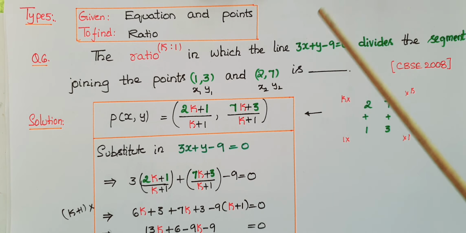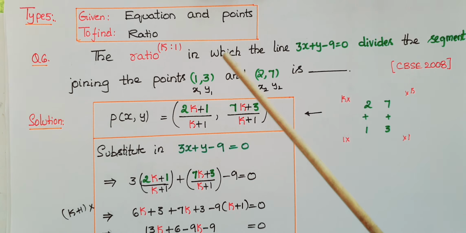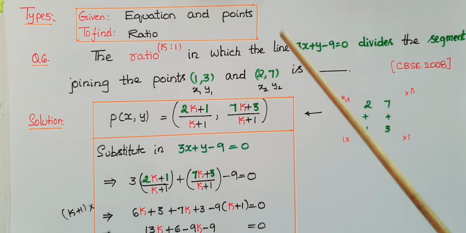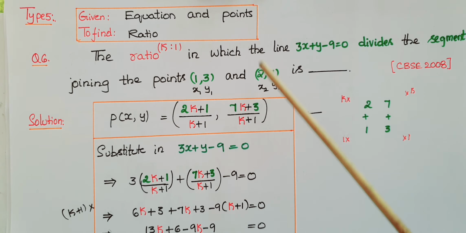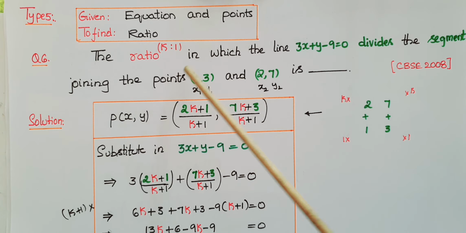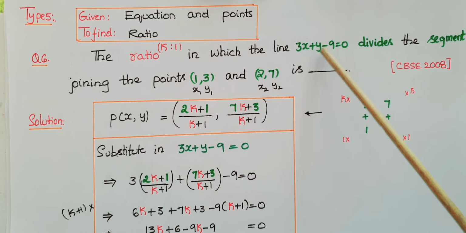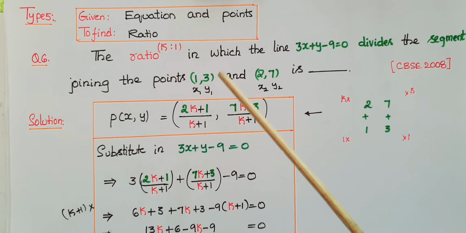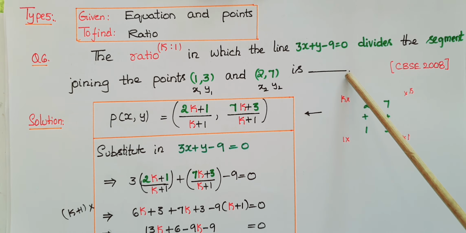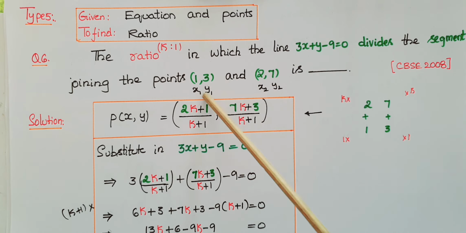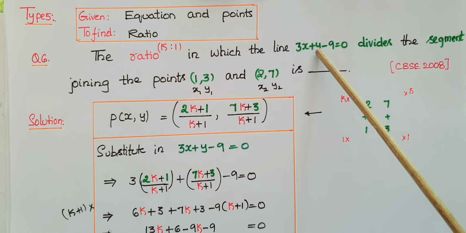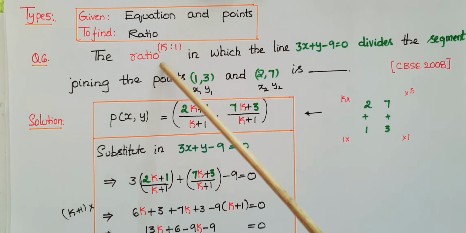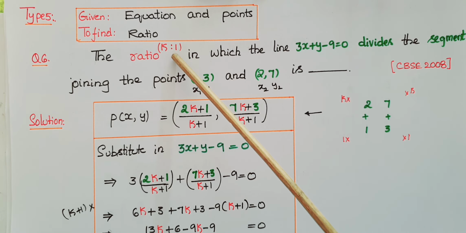This is another type of problem. Here we have to find the ratio if the equation and the points of the line segment are given. So the problem here is the ratio in which the line 3x plus y minus 9 is equal to 0 divides the segment joining the points (1, 3) and (2, 7) is dash. So here the line segment points are given and the line 3x plus y minus 9 is equal to 0. This line divides this line segment in the ratio k:1. Let us assume this ratio is k:1.